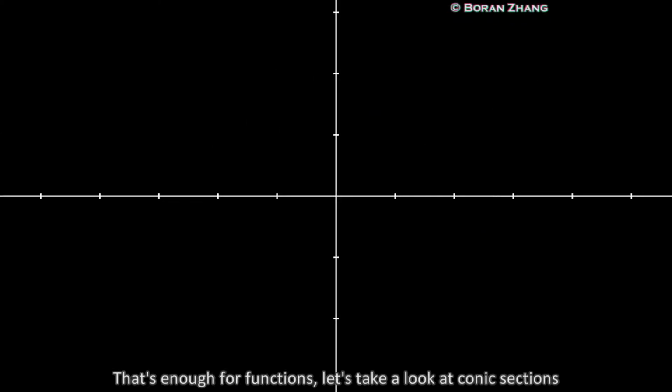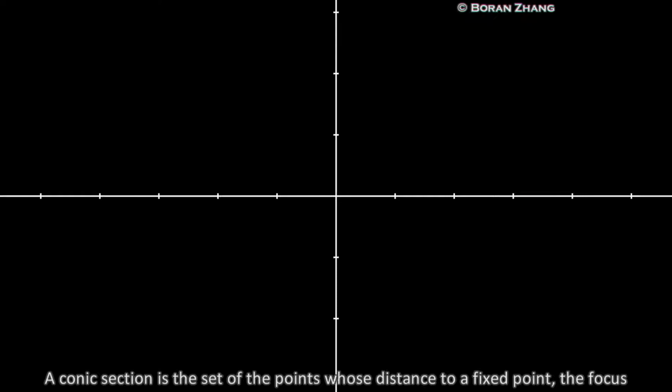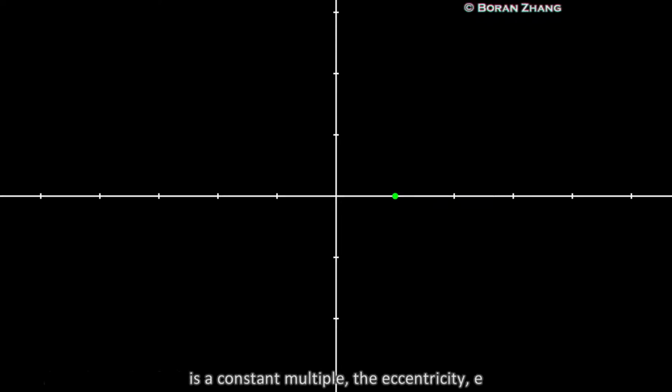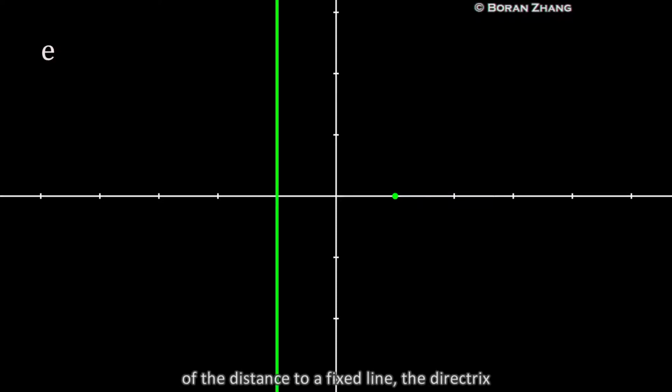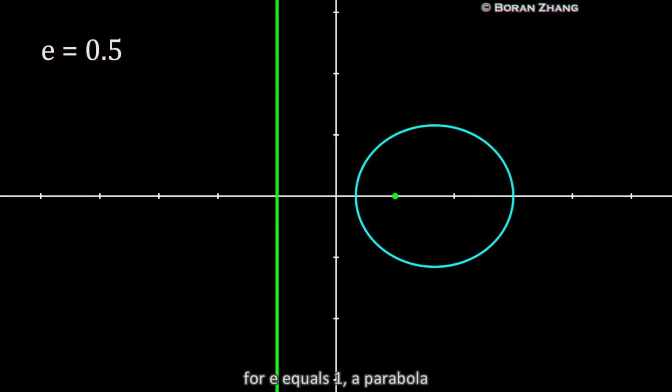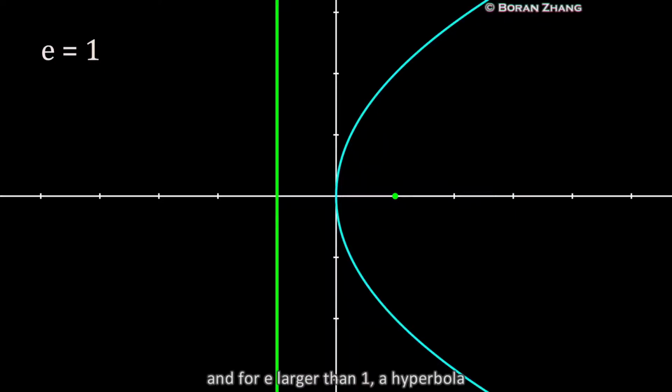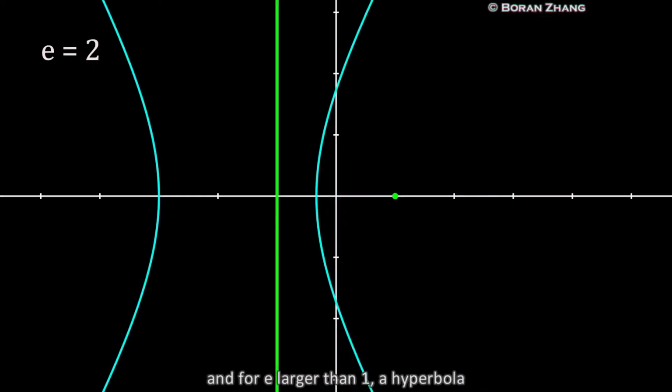That's enough for functions. Let's take a look at conic sections. A conic section is the set of the points whose distance to a fixed point, the focus, is a constant multiple, the eccentricity e, of the distance to a fixed line, the directrix. For e between 0 and 1, we obtain an ellipse. For e equals 1, a parabola, and for e larger than 1, a hyperbola.